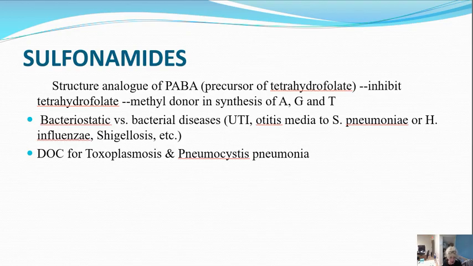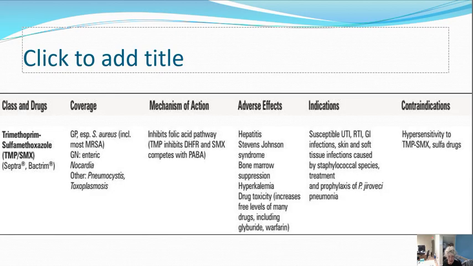We usually treat them with that. And then once their CD4 count goes up, we stop it until it goes back down again, and then we start it. So TMP-SMX, Septra, Bactrim: gram-positive, Staph aureus, MRSA, gram-negative enterics, Nocardia, Pneumocystis jirovecii, and toxoplasmosis.